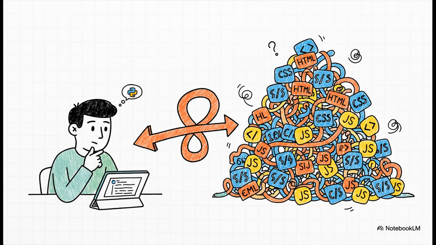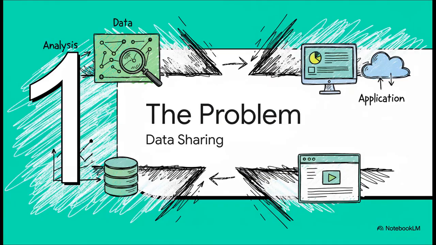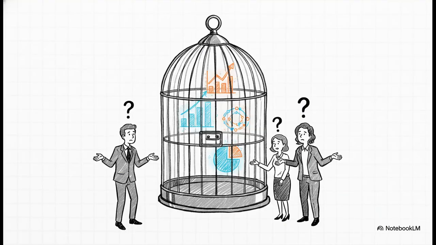And what's the usual fix for this? Well, traditionally it means you have to become a web developer overnight. Suddenly you're wrestling with HTML for the page structure, CSS to make it look decent, and JavaScript for any kind of interactivity. It's a whole other world, and it pulls you away from the data science work you actually love doing. This big gap between your analysis and actually getting it into people's hands, well, we can call it the data sharing problem. It is a massive bottleneck in the industry, and honestly, it's the reason so many brilliant projects never really go anywhere. I mean, your work is effectively trapped.